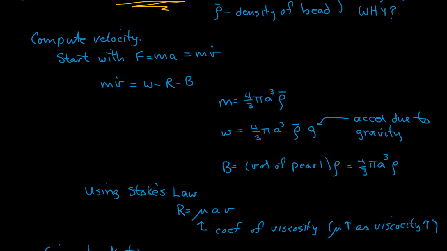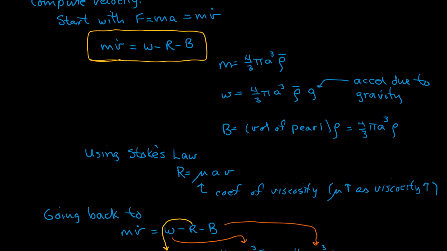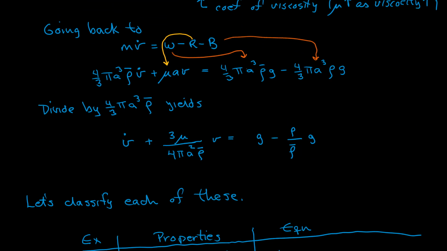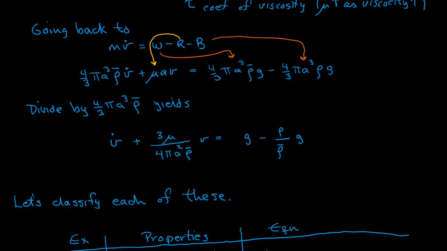Okay, we've got a variety of pieces of information here, and we want to substitute this information into our equation up here in the yellow box, m times v prime. This is actually a differential equation, remember, because v prime is the derivative of v. So let's start putting things together here. On the left-hand side, remember the mass is this. It's the volume of the bead times the density of the material from which the bead is made.